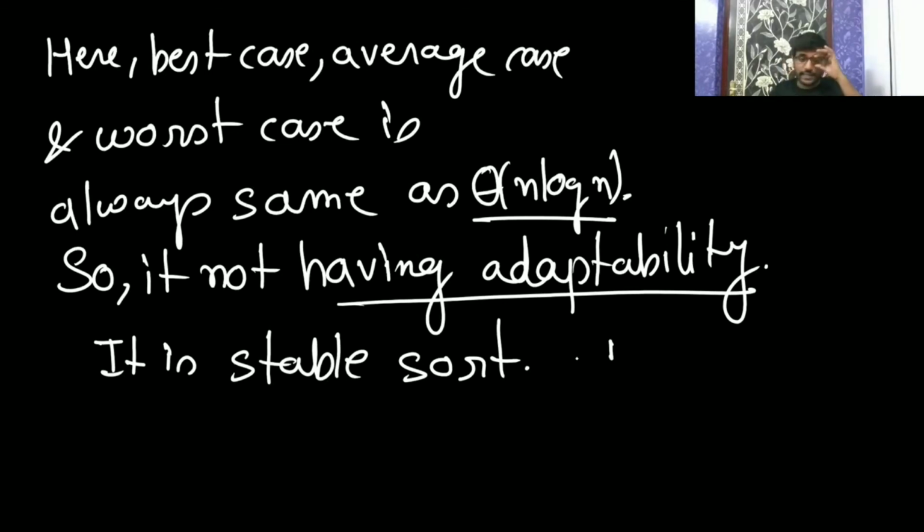Please let me know whether it is clear or not, why it is stable. Anywhere, if you have any doubt, you can ask me. So for merge sort, we have seen the time complexity and space complexity: the space complexity is big O of n, and the time complexity is going to be n log n, whether it is the best case, average case, or worst case. Is it clear to all of you? Please let me know whether it is clear or not. Anywhere you are facing any doubt, please ask me.